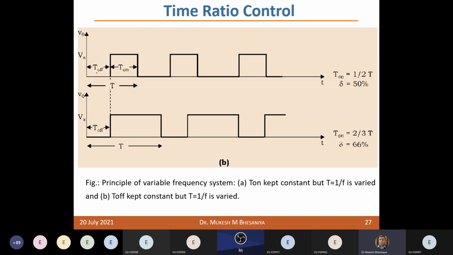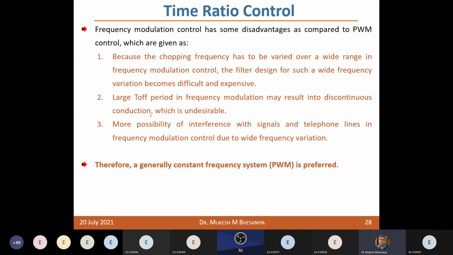Or if you keep your off period fixed and vary this time period, then also your duty cycle will change. Here in this case it's 50%, and here obviously it will increase. Okay, it becomes 66% because by increasing this time period, this on time is increased, right? But the problem is because the chopping frequency is varied over a wide range, the frequency modulation control, the filter, the design of this filter component for a wide frequency variation will be difficult.